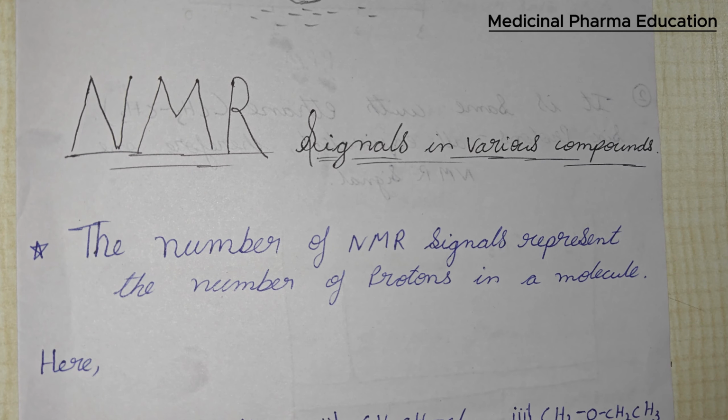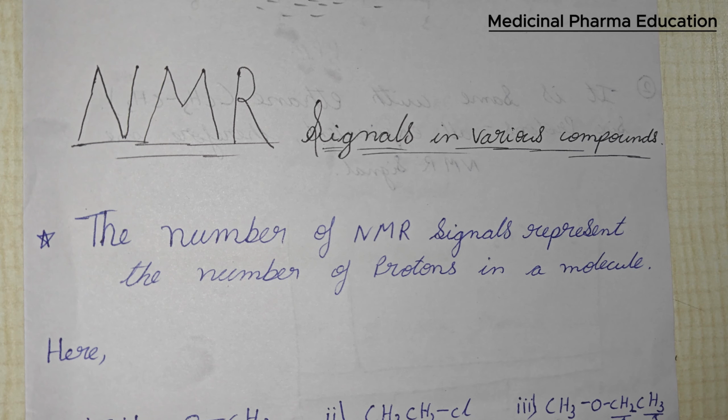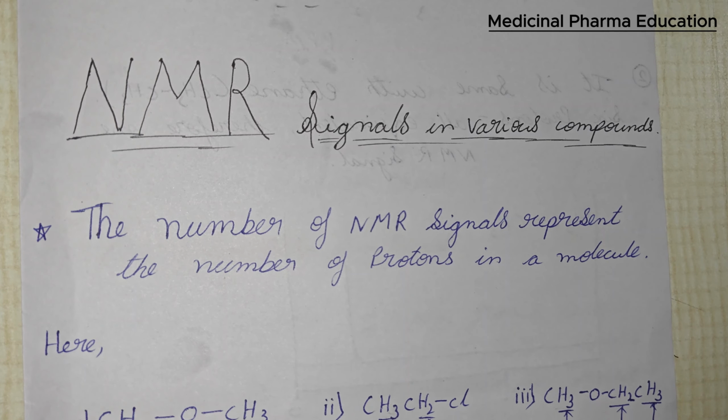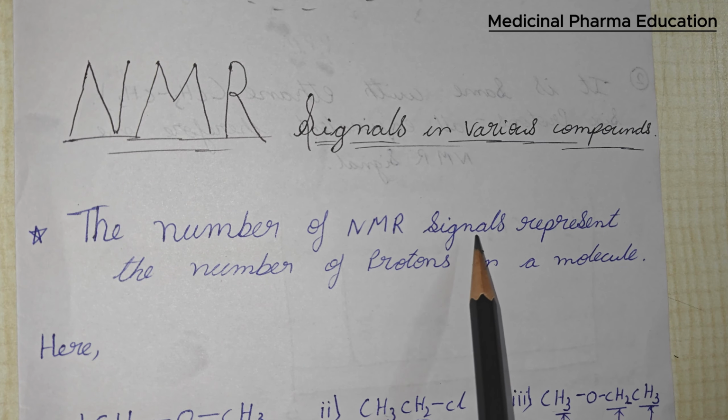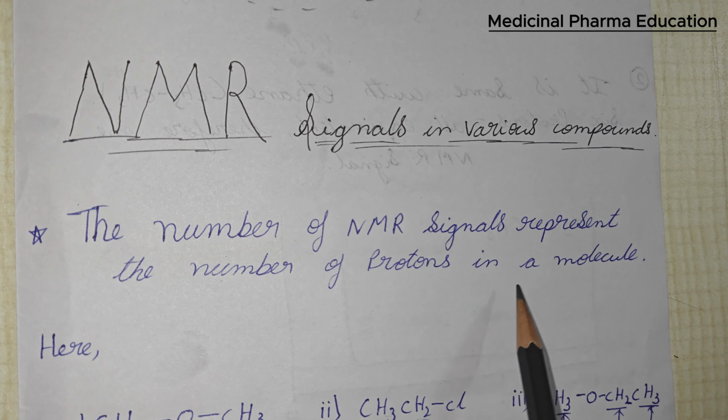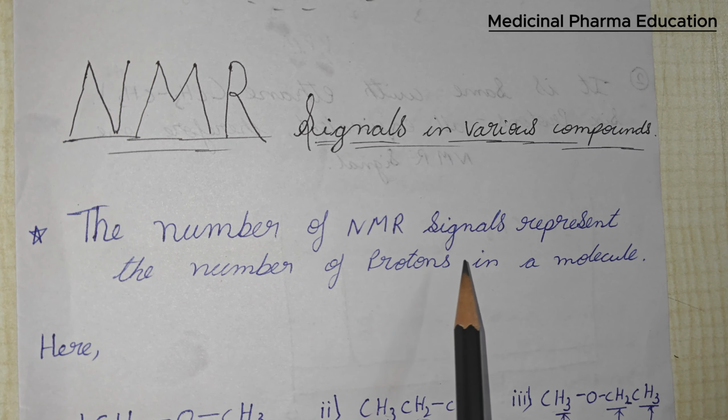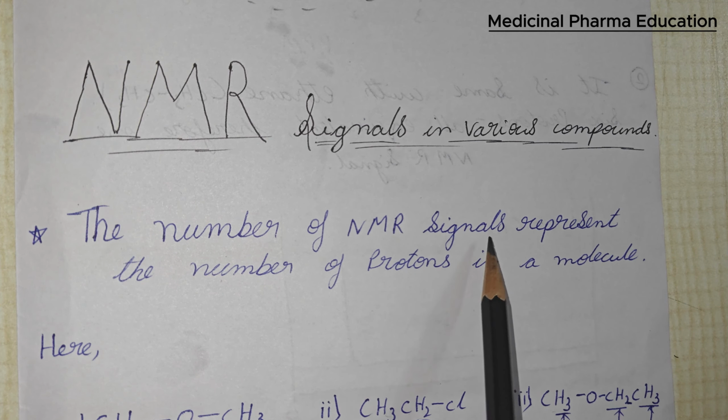Next, NMR signals of various compounds. This topic is quite lengthy, but it may occur in the exams. They can directly ask about the NMR signals of various compounds. Then you have to write this. The number of NMR signals represents the number of protons in a molecule. NMR signals are directly proportional to the number of protons. This is the basic first thing.